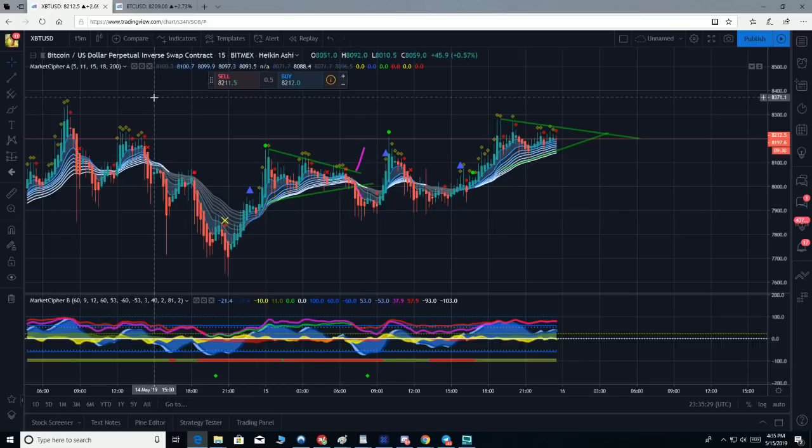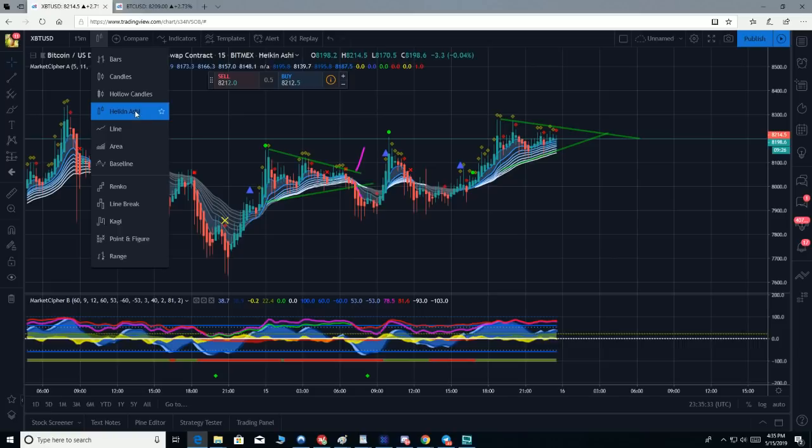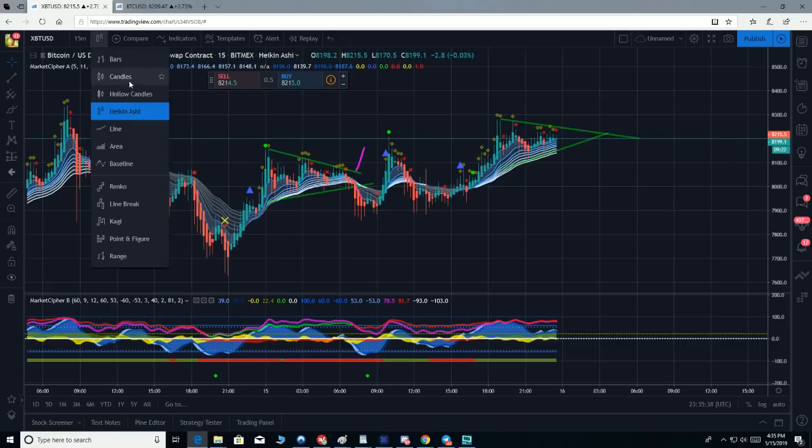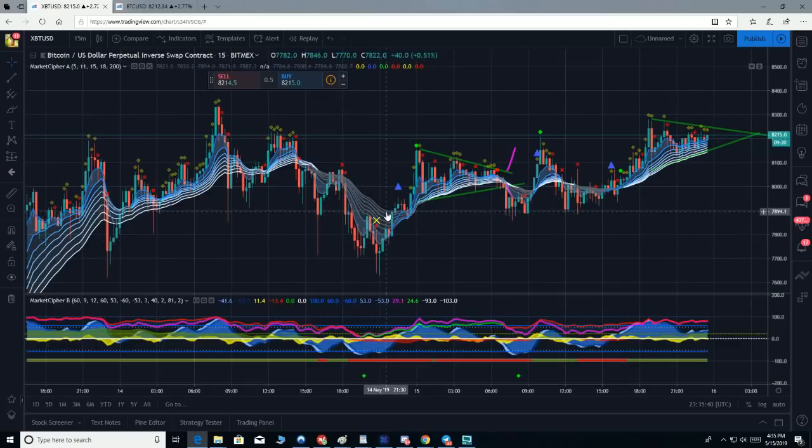Oh, this indicator is meant for Heiken Ashi candles, and you can of course also use it with regular candles.